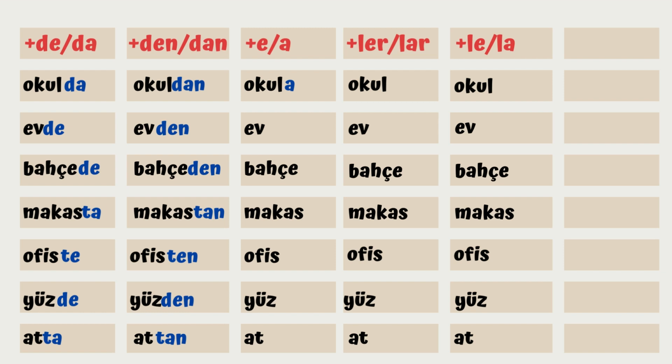Okul, okula, ev, eve, bahçe, bahçeye. So buffer sound we need because it ends with a vowel. Makasa, ofise, yüze, ata. Okay, and ler/lar, we're gonna make it plural. So okul, okullar, ev, evler, bahçe, bahçeler, makas, makaslar, ofisler, yüz, yüzler, at, atlar.